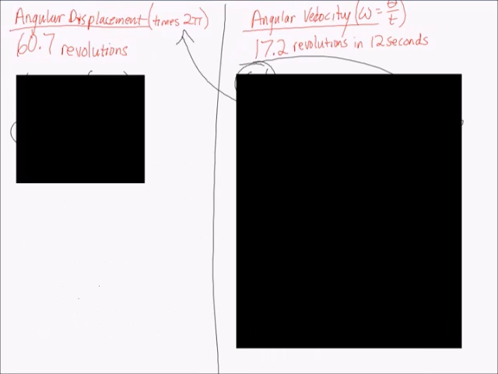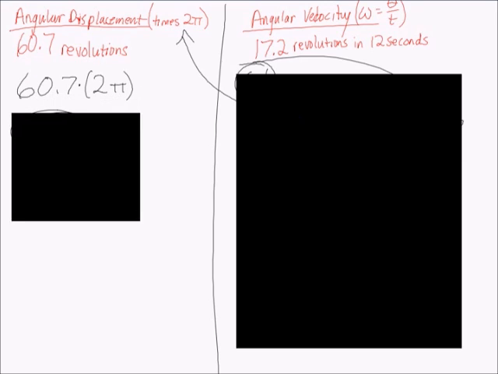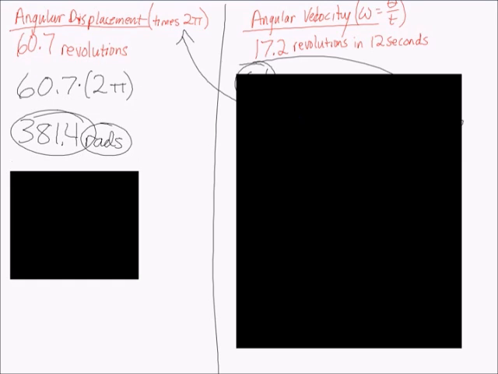Next problem. Let's see. To find angular displacement, you have to multiply by 2 pi, not 360 degrees. 360 degrees and 2 pi are the same thing. So we're going to take 60.7 revolutions, multiply by 2 pi, and you get 381.4 radians.